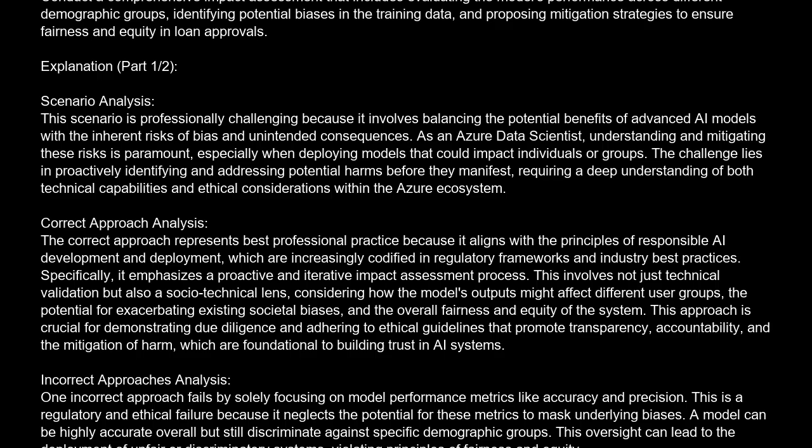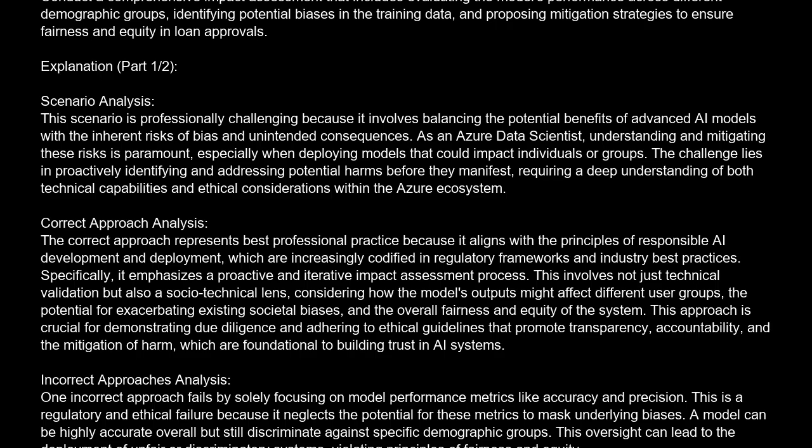Correct approach analysis. The correct approach represents best professional practice because it aligns with the principles of responsible AI development and deployment, which are increasingly codified in regulatory frameworks and industry best practices. Specifically, it emphasizes a proactive and iterative impact assessment process. This involves not just technical validation, but also a socio-technical lens, considering how the model's outputs might affect different user groups, the potential for exacerbating existing societal biases, and the overall fairness and equity of the system.